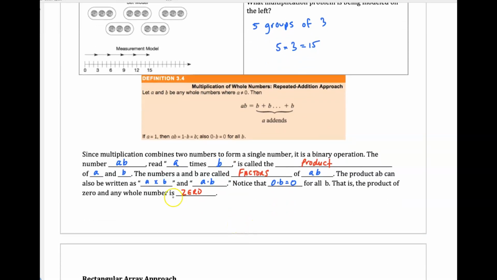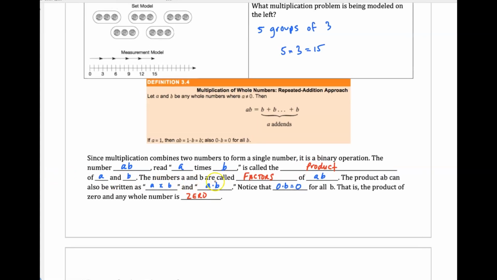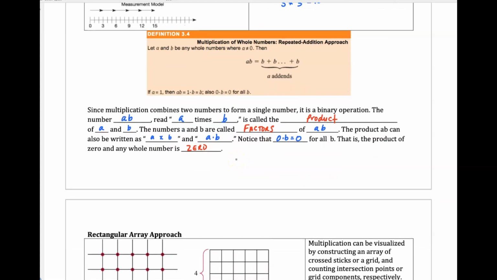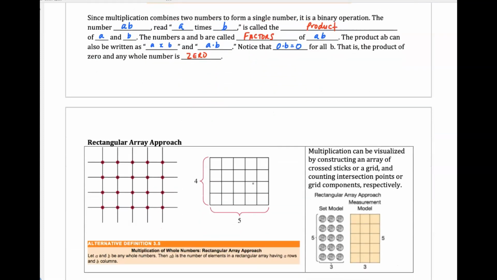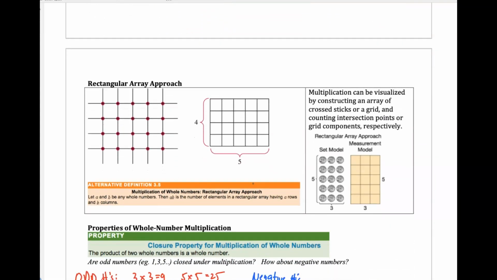The way we usually write multiplication is with 2 variables next to each other, AB, and we say A times B. The answer to that is called the product, the product of A and B. A and B are what we call factors. That's a key term to know as we move forward. And again, anything times 0 is 0. So this is our first look at multiplication as repeated addition, which is a traditional, classic way people view multiplication.